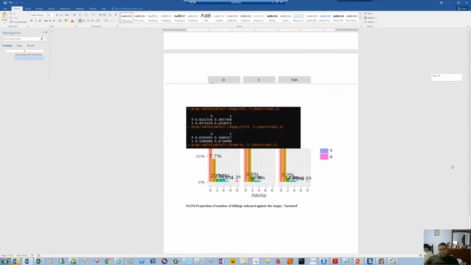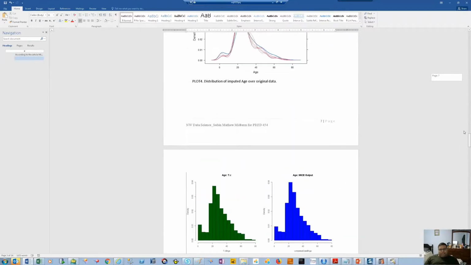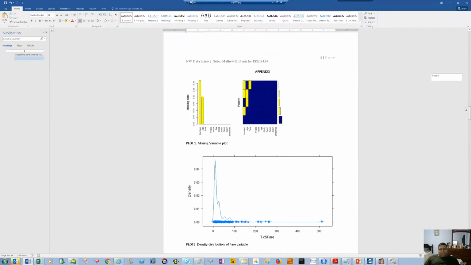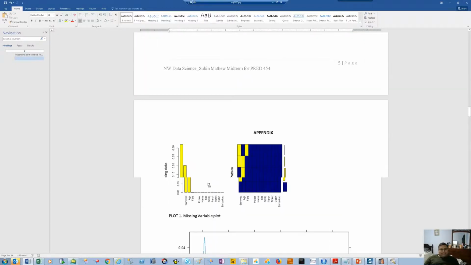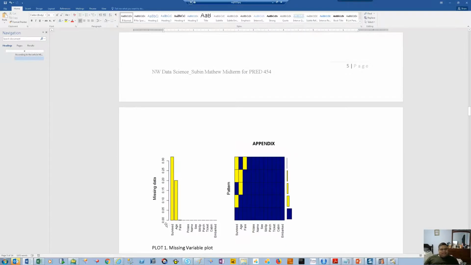Now, I wanted to show you the mice algorithm that I used, the aggregate chart that I used to identify which ones were missing. You can see that fare is missing a little bit, which indicates one row value missing for fare. But otherwise, age has about 20% missing. And the strata that are missing within the data frame can be seen here.